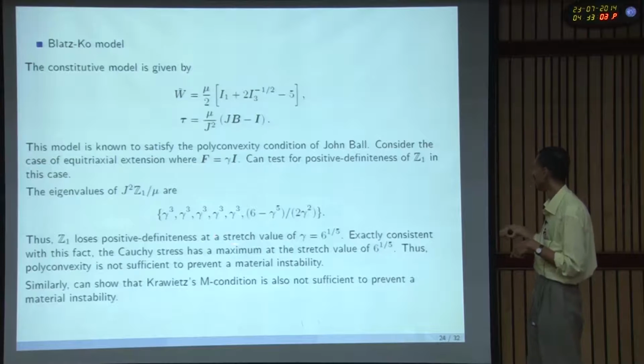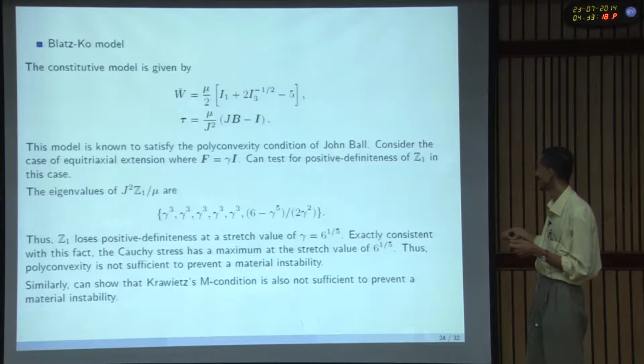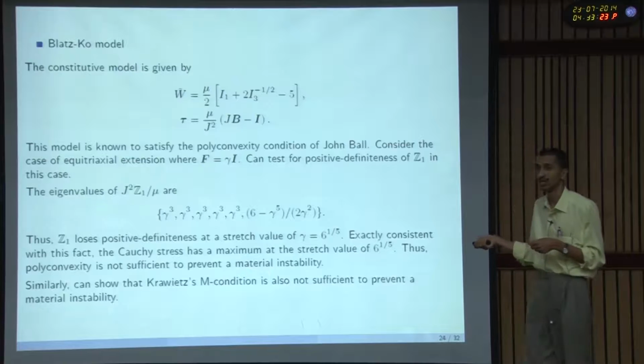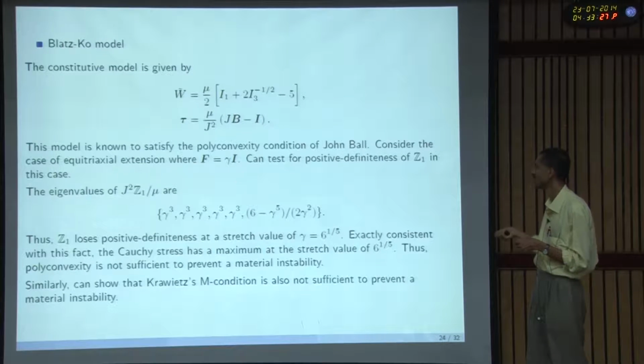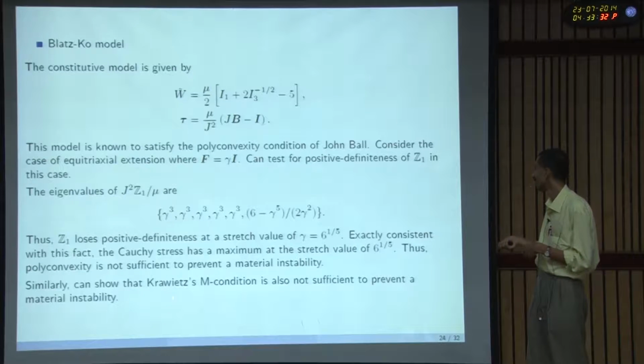And so here again you can see that it has a maximum at this stretch value. Beyond that it decreases. So beyond a value of this gamma of 6 raised to 1 by 5, it reduces. So both these criteria, the hand calculation and the eigenvalue criterion, give that there is an instability here. So even polyconvexity is not a sufficient condition. So our hypothesis is that this proposed condition is probably stronger than polyconvexity. And then there is one other Legendre-Hadamard condition, and one can show that also.